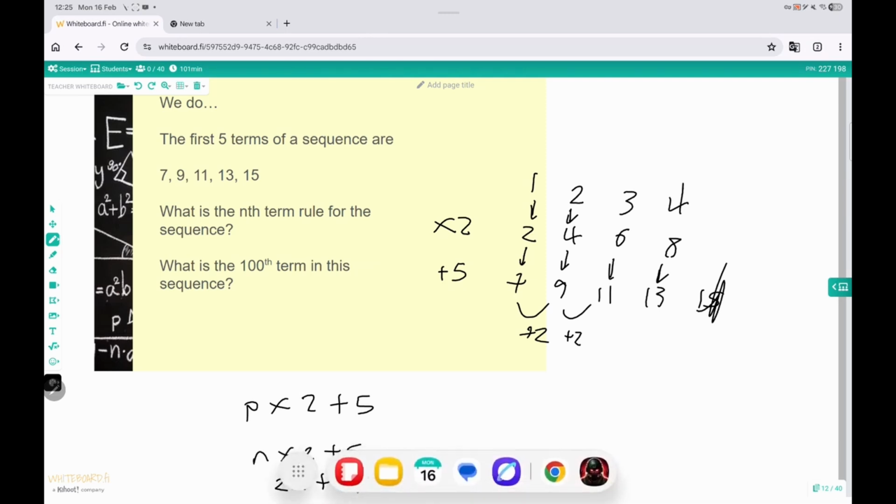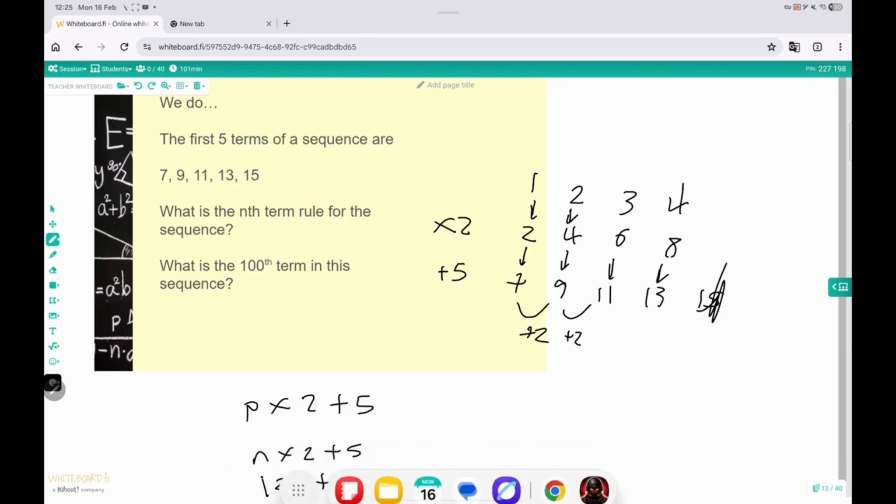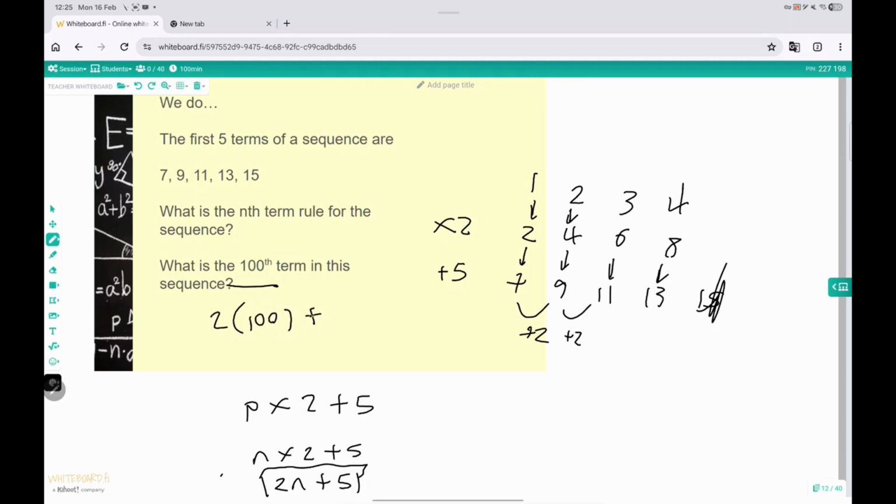You have to leave it like that, otherwise that's not going to be accepted. Right, we then use that rule for the 100th term in the sequence, so we just need to do 2 times 100 plus 5, nice and easy there, 205.